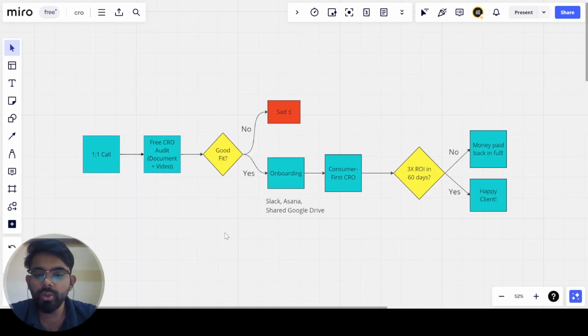And in the onboarding, we'd set up a Slack channel for messaging and communication, Asana for project management, and a shared Google Drive for assets, images, and such things. And we would implement our consumer first CRO process, which will be explained later in the video. And if there is a minimum of 3x ROI in the next 60 days, we'll continue with the process. Else, the entire money is paid back in full. So this is our guarantee that we provide.